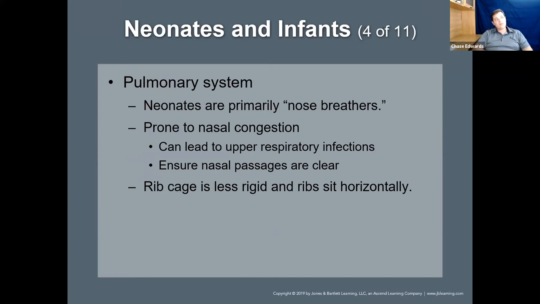All right, continuing with neonates and infants. The pulmonary system: neonates are primarily nose breathers. Infants younger than 6 months are particularly prone to nasal congestion, which can lead to upper respiratory infections, or URI, okay? And you have to ensure that the infant's nasal passages are clear and unobstructed by mucus.